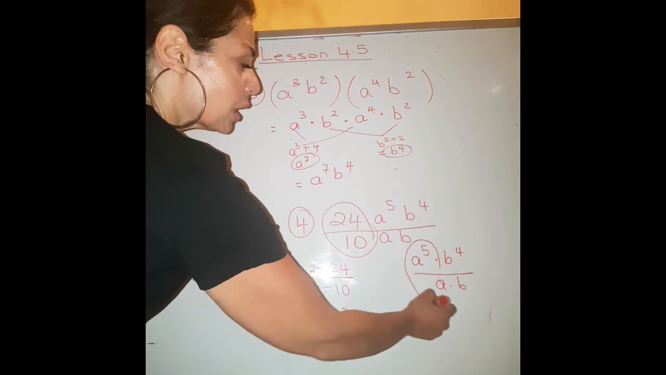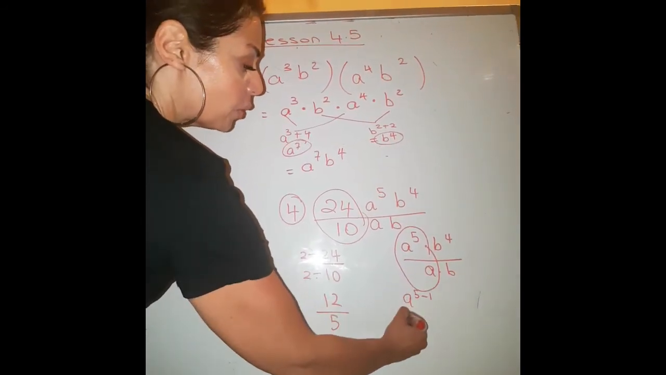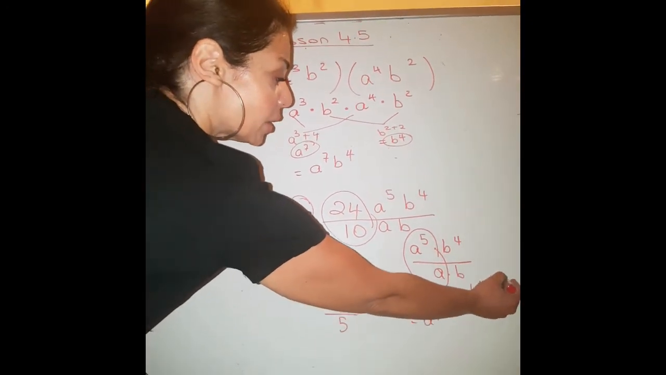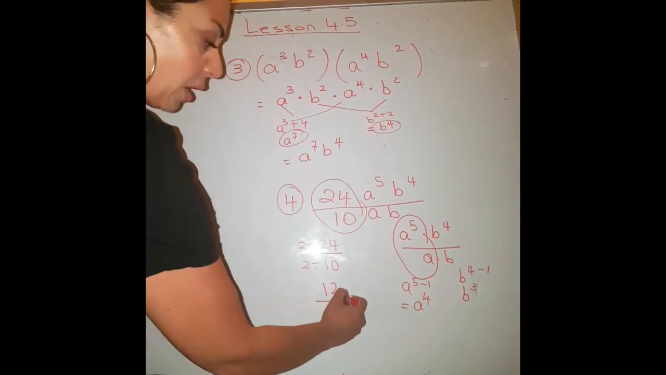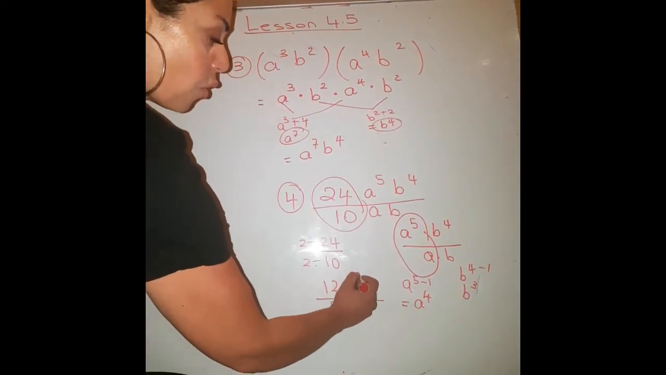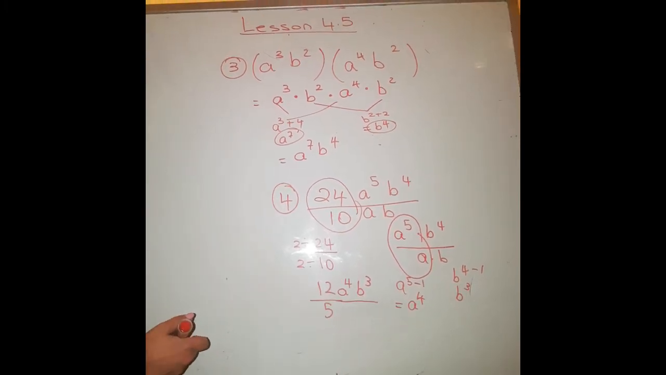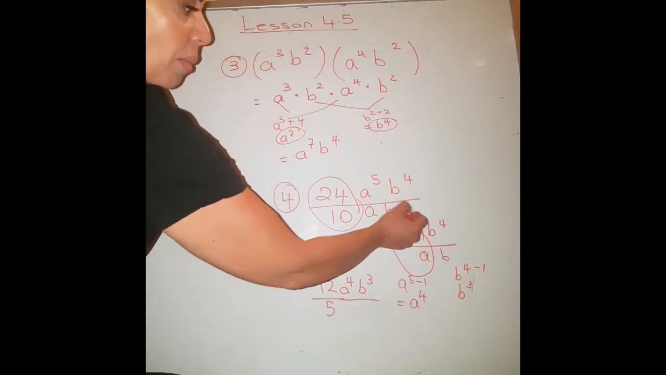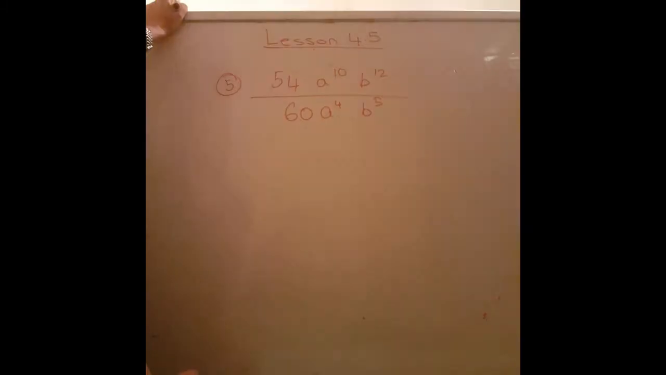I start circling my like terms. a^(5-1), which is a to the fourth, b^(4-1), which is b to the third. So my answer is 12a^4 b^3 over 5. 5 does not change. Always remember, because my exponents on top are bigger, my answer is going to be in the numerator.